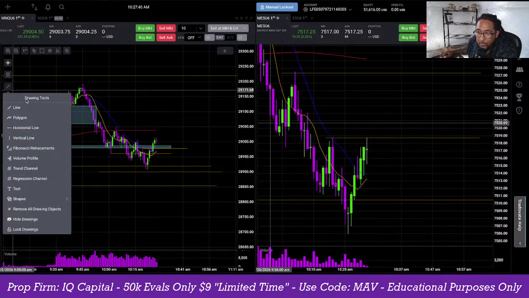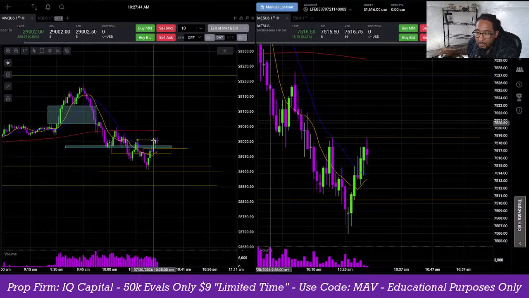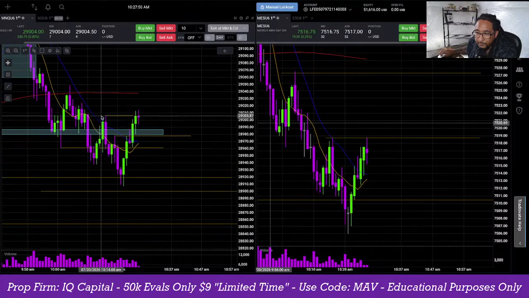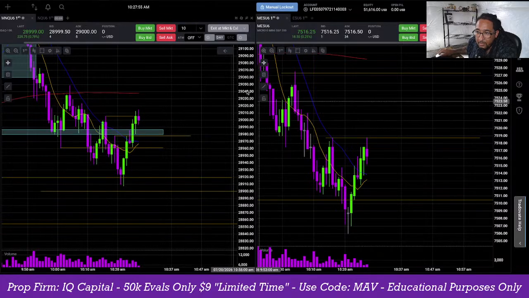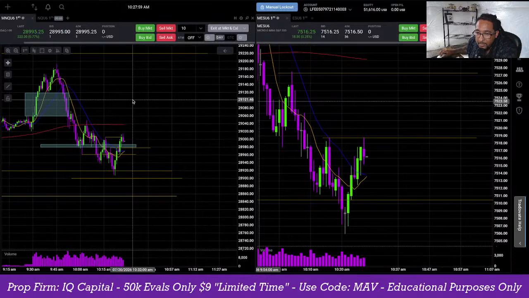On NQ we do see a break of structure here. See a break of structure here where we broke these highs. And we broke this high here. This is an interior high. We broke this interior high here.